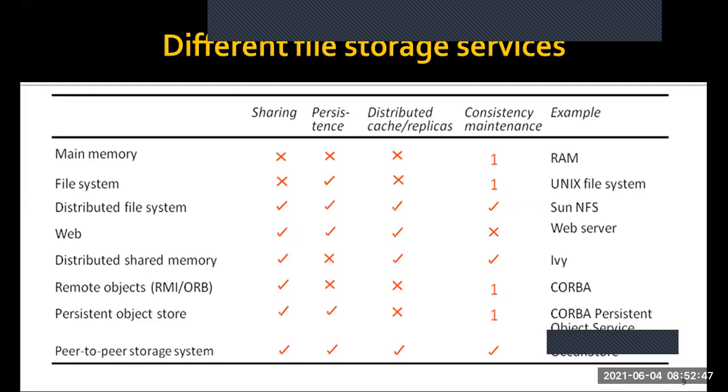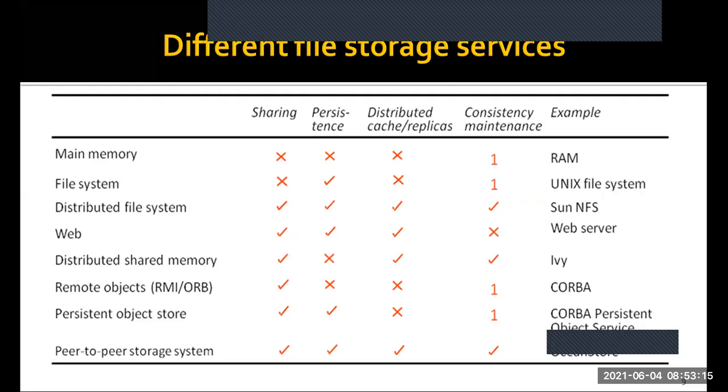In the case of remote objects and persistent remote objects, they are varied by a feature called persistence. In the remote objects, in the case of CORBA, it avoids two features, persistence and distributed cache replicas. Whereas the persistent object store has the capability of persistence, while it avoids the distributed replicas. Okay, and it is available in the CORBA persistent object store service.